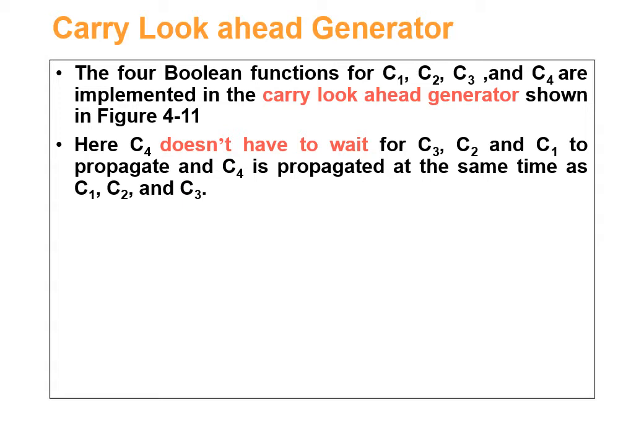Note that this circuit can add in less time because C3 does not have to wait for C2 and C1 to propagate. In fact, C3 is propagated at the same time as C1 and C2. This gain in speed of operation is achieved at the expense of additional complexity, a complex hardware.